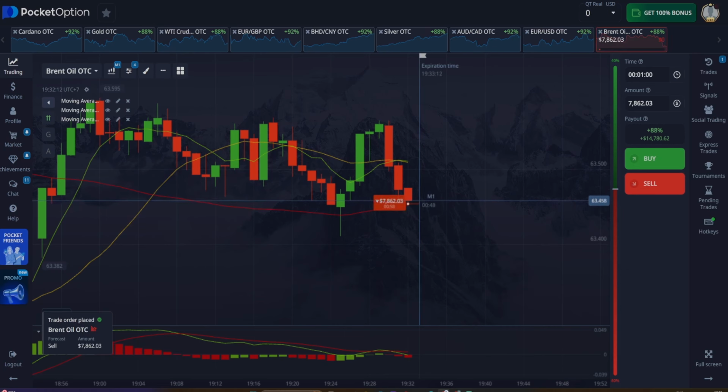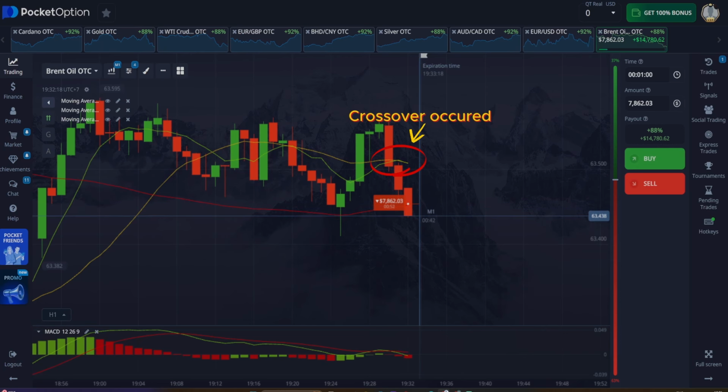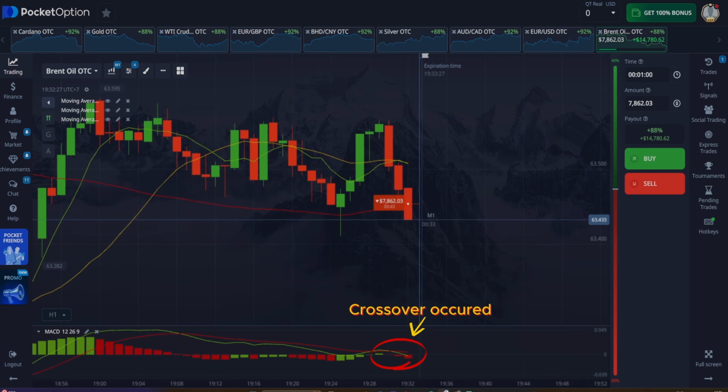I'm taking a sell position because two bearish signals are aligning at the same time. First, the fast-moving average has just crossed below the slower MA. This indicates the trend is reversing downward and sellers are taking control. Second, the MACD confirms the same bearish move.